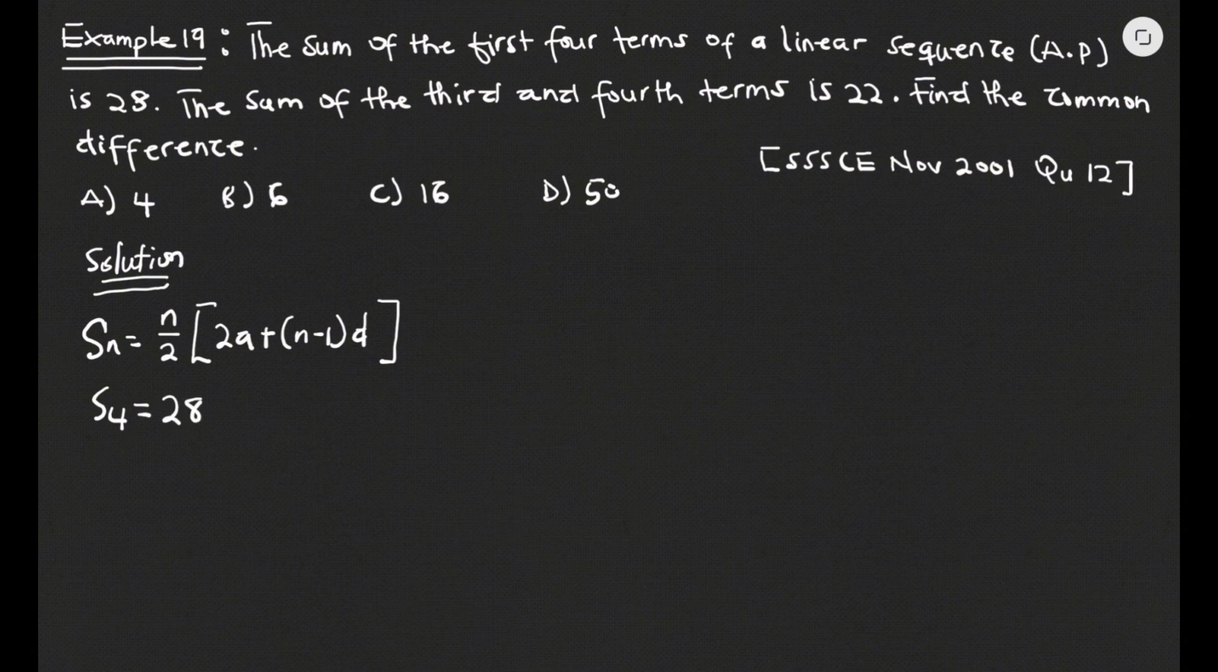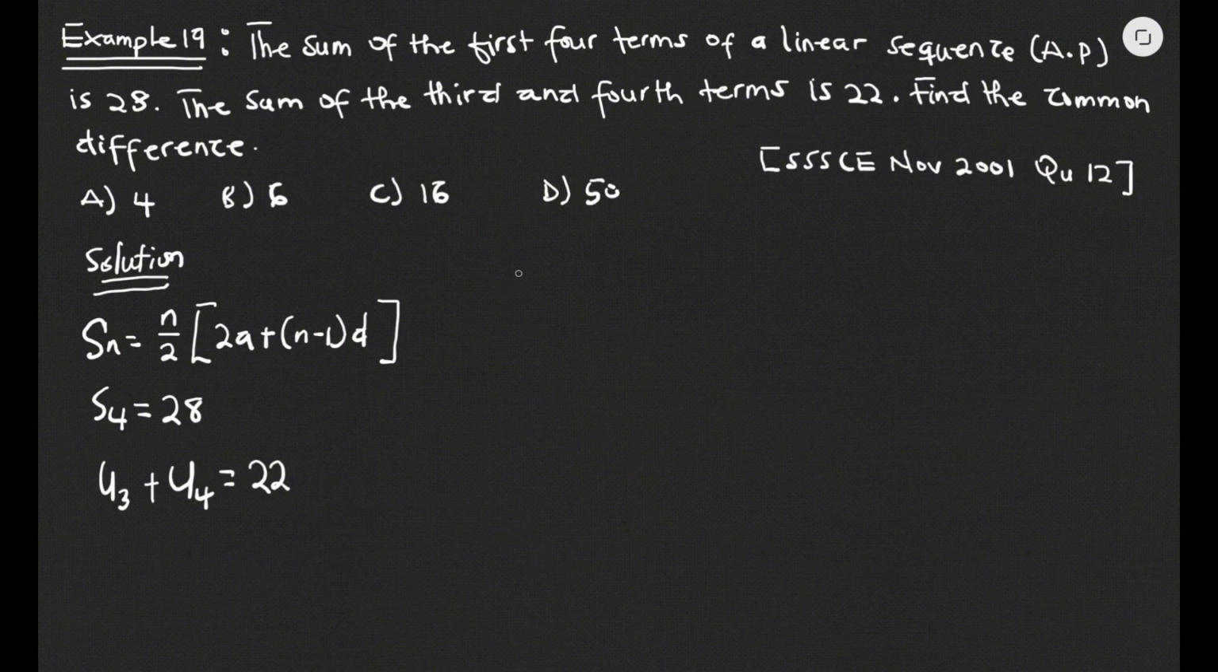All right, and the question is saying the sum of the third and fourth terms. So the sum of the third term, U3, plus the fourth term, U4, if you add these two, you are going to get 22. So we have to find the common difference. Okay, so let's see what we have. We have S4, we have U3, we have U4, and U3 plus U4 is equal to 22. So let's try to find S4, U3, and U4, and see what we can get.